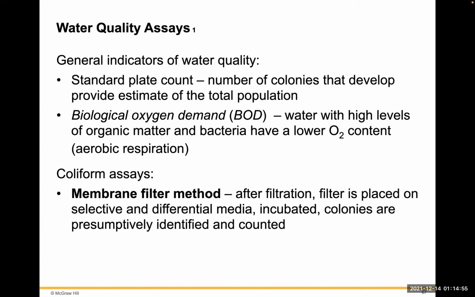General indicators of water quality are standard plate count, where we count the number of colonies that develop, to provide estimates of the total population. So we take a sample, put it in the lab, put it on agar plates, and see how many colonies develop. And from that, we can estimate from the sample size how many colonies are in the water supply. Biological oxygen demand, BOD: water with high levels of organic matter and bacteria has low oxygen content. Why is that?